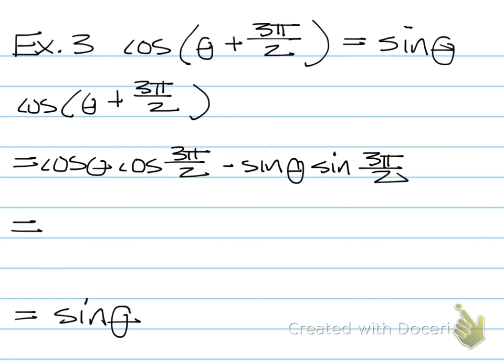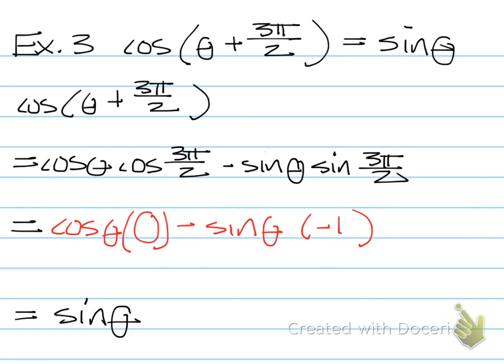Picking up at the second line, cosine of 3 pi over 2 is just 0. So I can replace that with 0. And then sine of 3 pi over 2 is negative 1. And notice to get to that fourth line, 0 times anything is 0, so that first term goes away. And then negative 1 times negative sine is just positive sine theta.